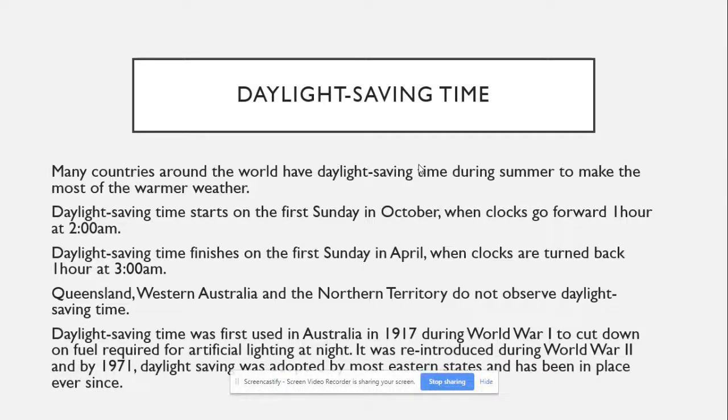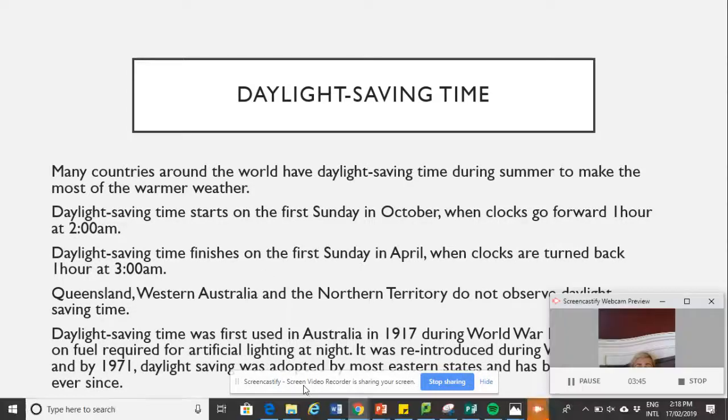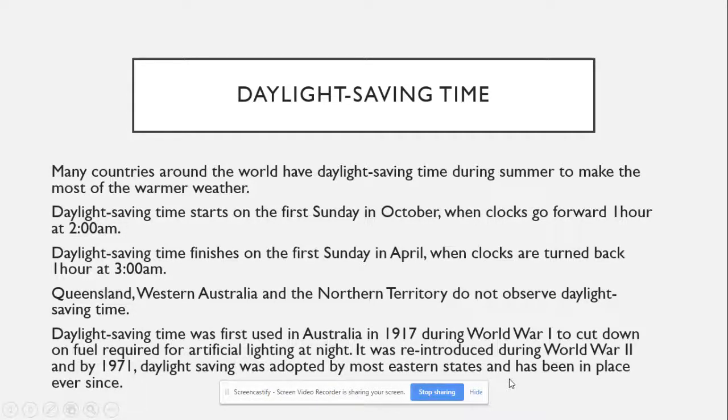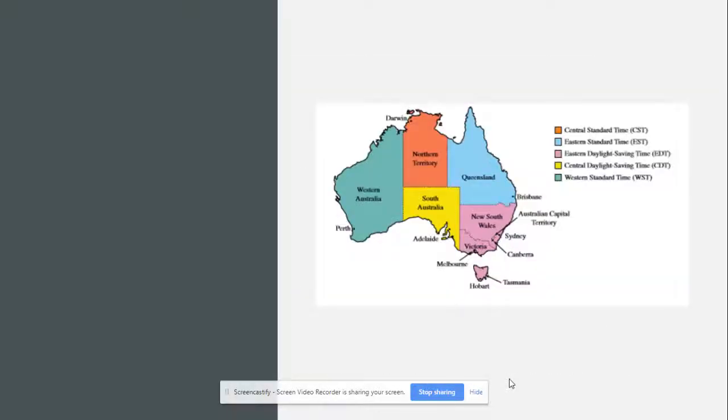Okay. Daylight saving time was first used in Australia in 1917 during World War I to cut down on the fuel required for the artificial lighting at night. So if the night was longer, they didn't need to artificially light the place. It was reintroduced during World War II in 1971, and daylight saving was adopted by most eastern states and has been in place ever since. So there we've got them.